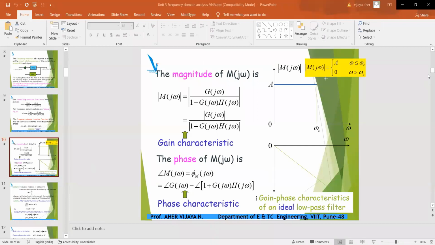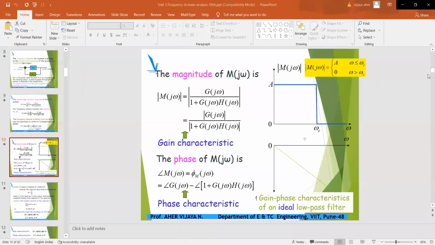What is the next important remaining part? Mod of j omega is equal to 0 when omega is greater than omega c. Whatever frequencies are greater than omega c, what is their amplitude, their magnitude? It is equal to 0. Now this is the response of your low pass filter.